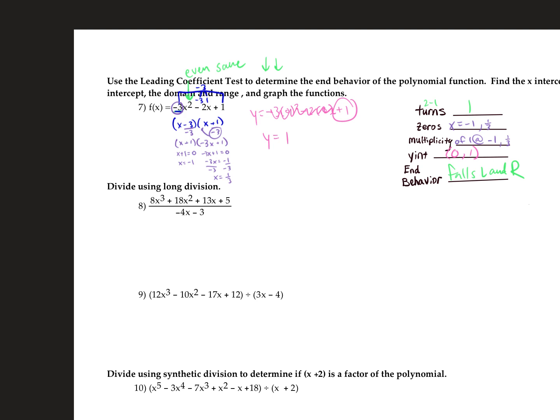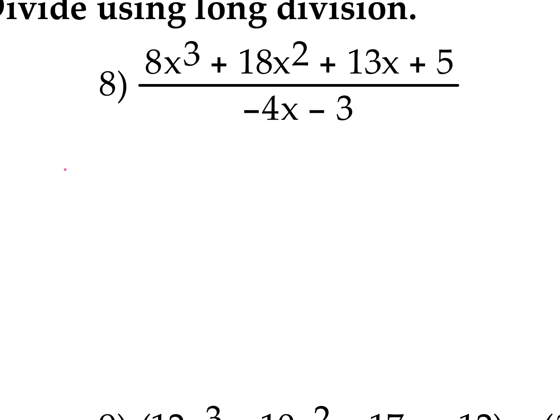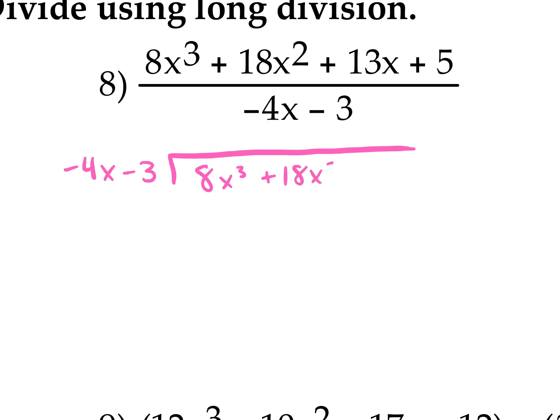All right, for number 8, we have to divide using long division. So I'm going to start with negative 4x minus 3 on the outside, and 8x cubed plus 18x squared plus 13x plus 5 on the inside. So we start by seeing what times negative 4x would give us 8x cubed. So that would be negative 2x squared, because it has to multiply and give us that positive 8.